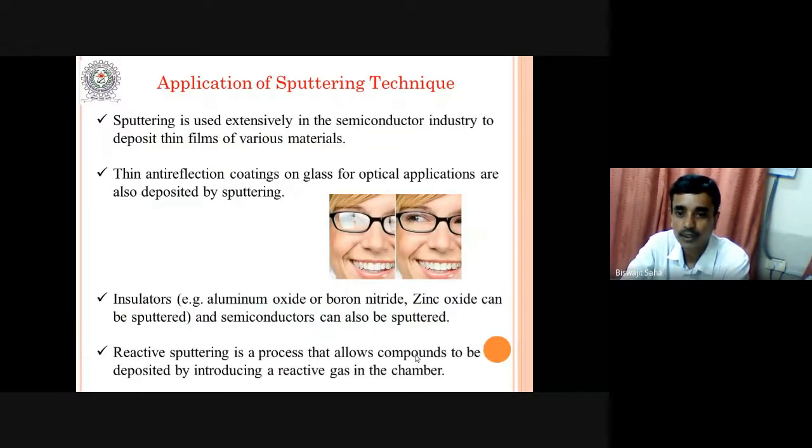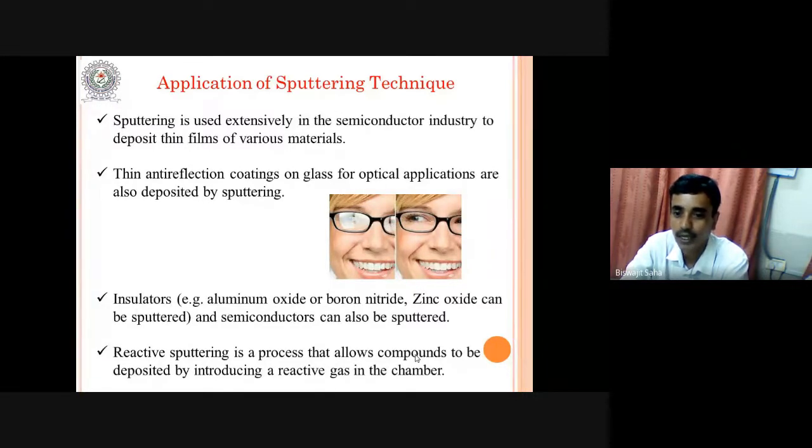And for the application of the sputtering technique, we can find a large number of industries and laboratories and scientific fields where this sputtering technique can be employed. And some of these are mentioned here. Sputtering is used extensively in the semiconductor industry for depositing thin films of various materials for preparing different disks and different chips and other things. Thin anti-reflection coatings of glass for optical applications are required.